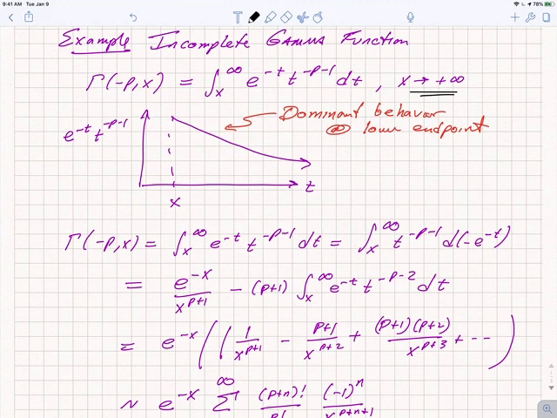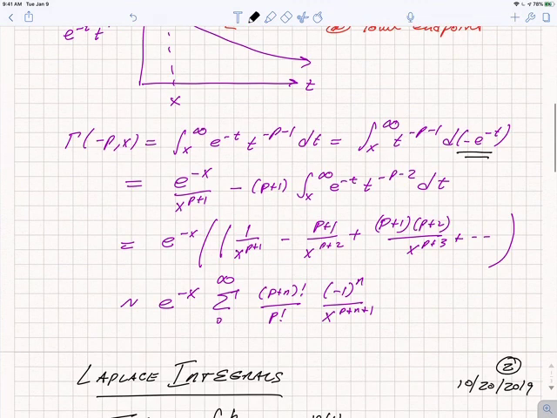Well, one way to do that is to look at this integral, the integral from x to infinity of e to the minus t, t to the minus p minus 1 dt, and recognize that e to the minus t dt is just d of minus e to the minus t. So then we do integration by parts, and the upper value of the integral vanishes, so all we get is the lower value, e to the minus x over x to the p plus 1, minus p plus 1 times the integral, basically the incomplete gamma function, but with one higher order, t to the minus p minus 2.